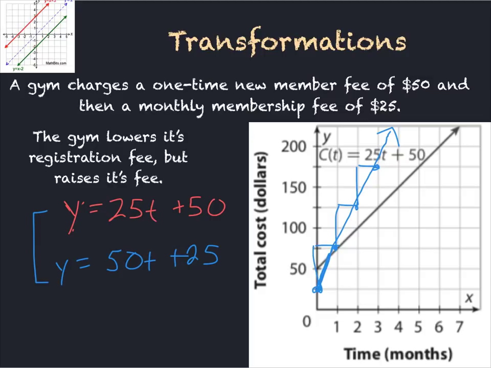So if we are analyzing this, it looks like, yeah, we're going to save money initially when we first start going to this gym. After 1 month, it would already cost the same amount of money as the previous price that this gym charged. But after 1 month, though, we'd be spending a lot more money than the previous amount this gym charged if they lowered the registration fee but raised its monthly fee. And that's what you would do if you were analyzing these two linear functions, which we are going to analyze tomorrow in class.